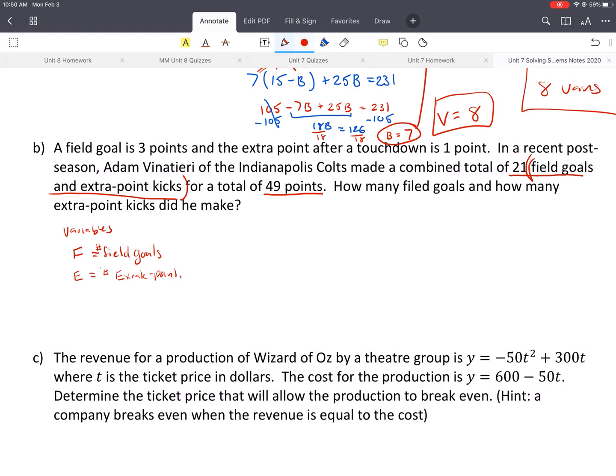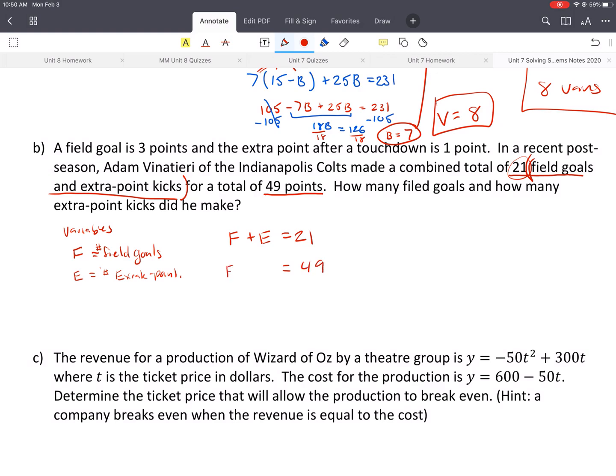All right, so we're going to come up with our equations. They told us that a total of 21 field goals and extra kicks. So the number of field goals plus the number of extra kicks is equal to 21. And then it says that the total points is 49.